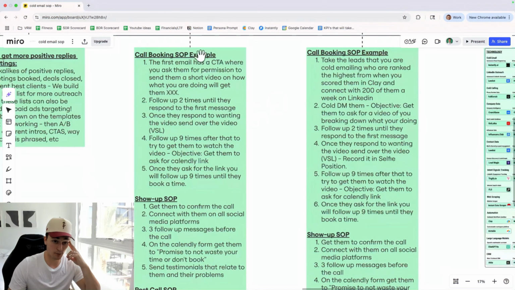So for example, we'll basically reach out to them and then we'll follow up 2 more times. And if they don't respond after that, we stop. Okay. So this is for example our Loom strategy.